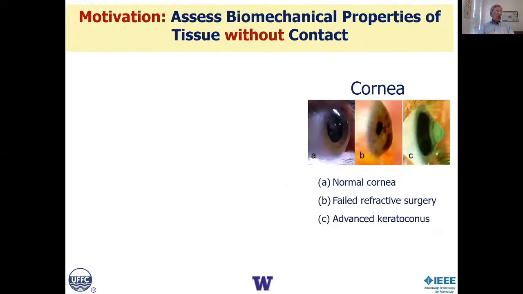Okay, what's the motivation? We're trying to assess the biomechanical properties of tissue without any contact. The OCT system is fundamentally non-contact, and by trying to produce a deformation and then watch how that deformation propagates, we can assess the properties of sensitive tissue such as cornea. So we can look at differences between normal refractive surgeries, either before or after, and for advanced diseases, or to try to mitigate advanced diseases such as keratoconus.